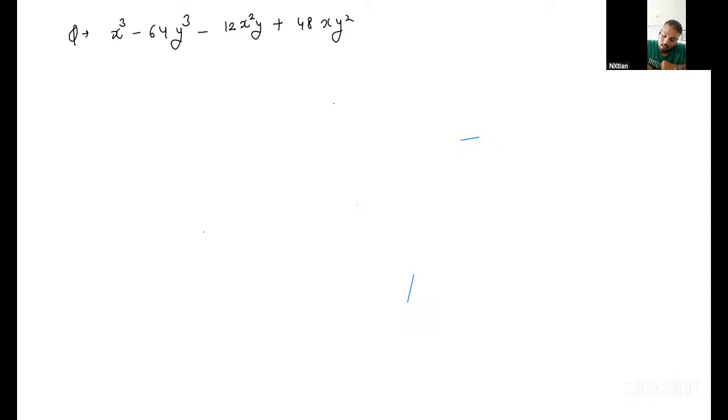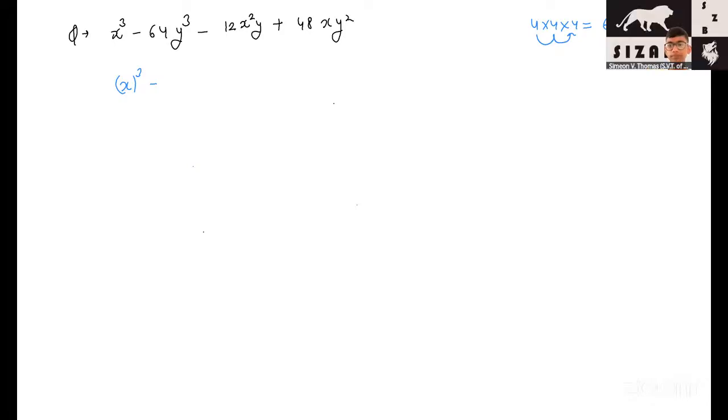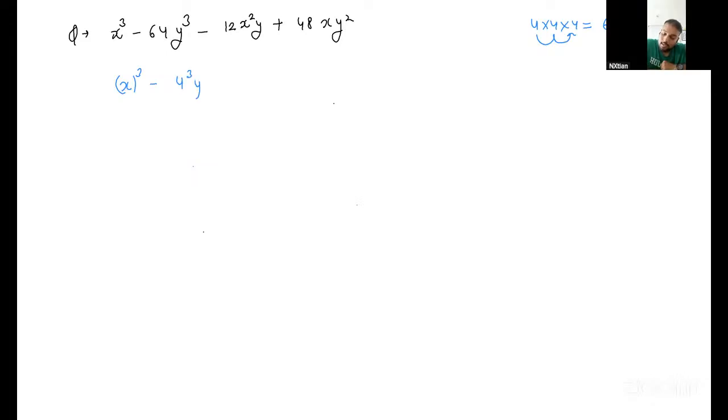Now, if I take the power, it looks like this is x cube, and we know that 4 into 4 into 4 is basically 64. Why? 4 fours are 16, 16 fours are 64. It means I can write 64 as 4 cube. It will become 4 cube y cube, and the rest I will write the same. Okay, and if I compare it, it will become like this.